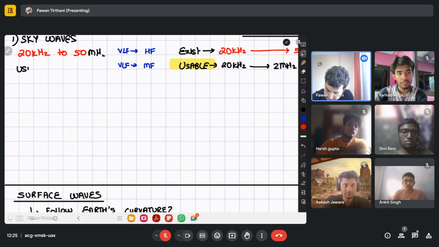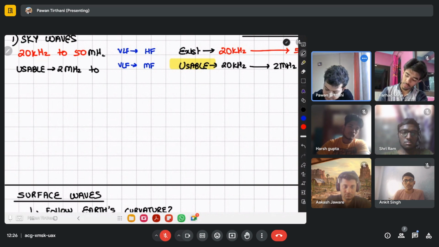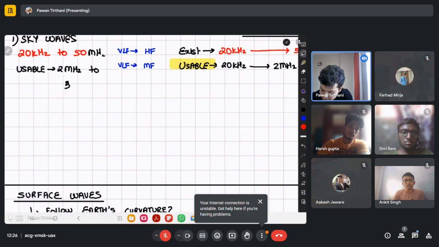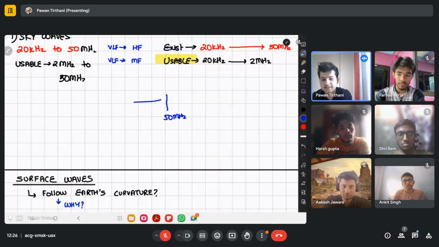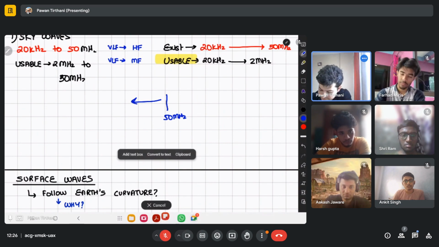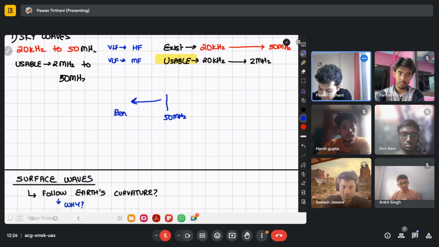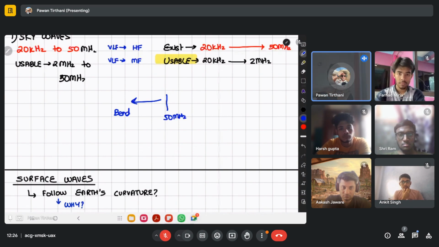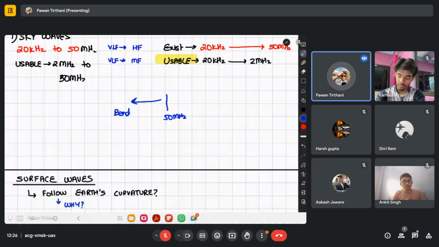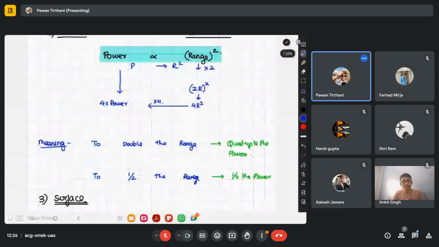So the usable band is from 2 megahertz to 50 megahertz. Any frequency that is below 50 megahertz can bend. See, surface waves were following the curvature of the earth. The sky wave is getting bent because of the ionosphere. Any wave that is above 50 megahertz will not bend.